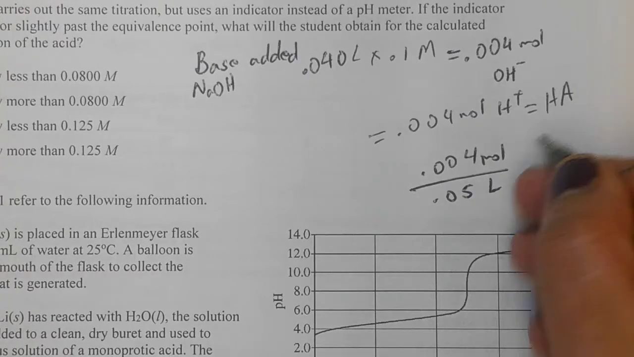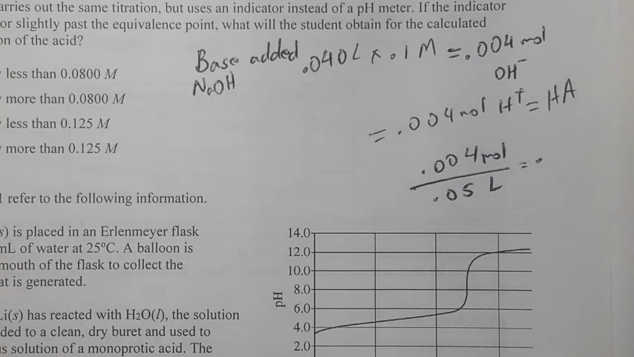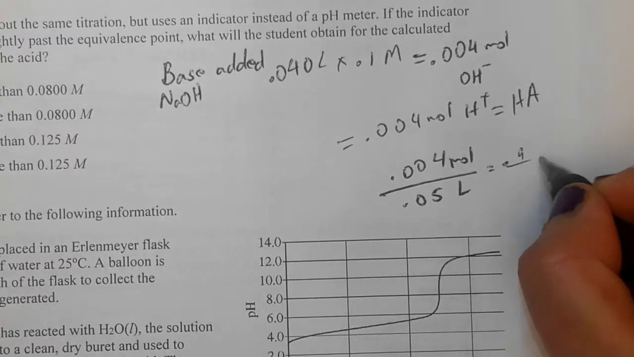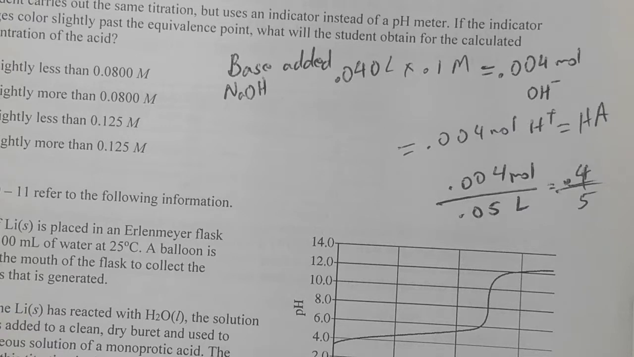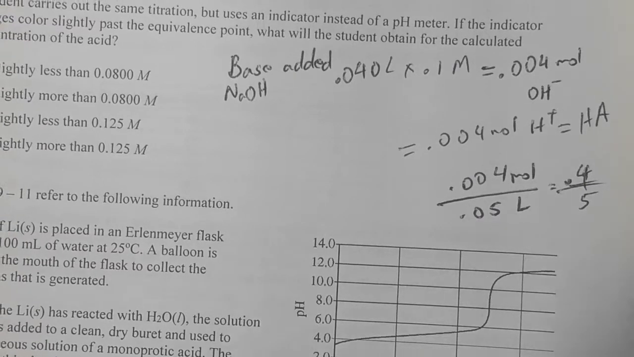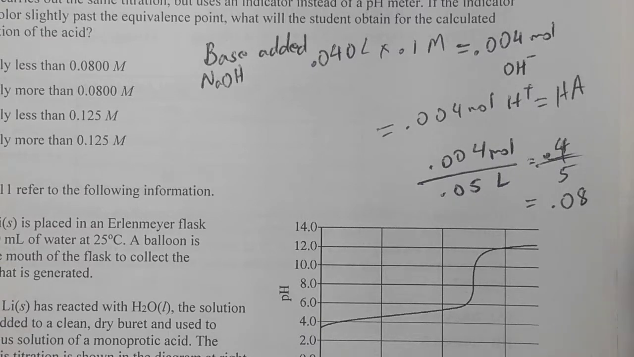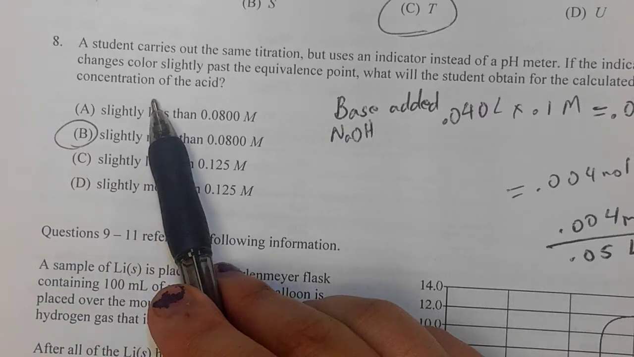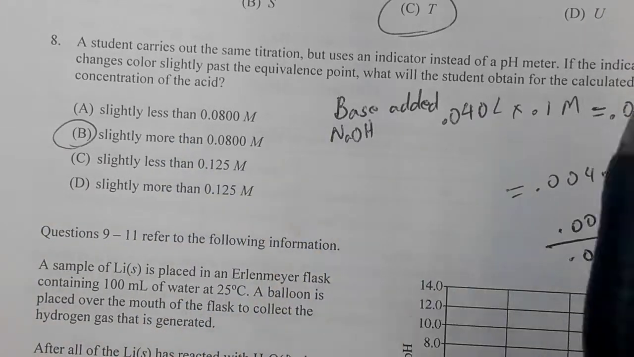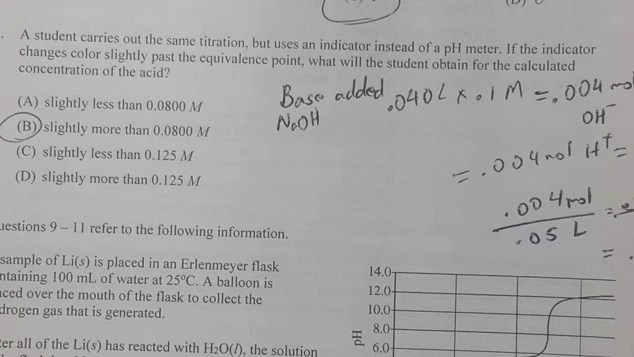Okay, so if you move them around, we'll say 0.4 divided by 5. So if you do the math, about 0.8. Now, you will get about 0.08 molarity. Now you're like, well, now we have a problem. We have both A and B saying 0.08. So how would you know which one is it?